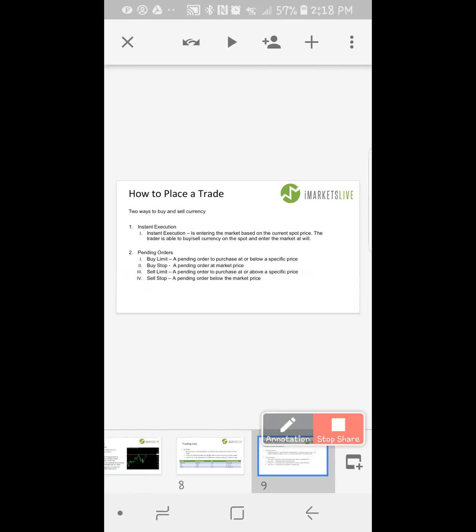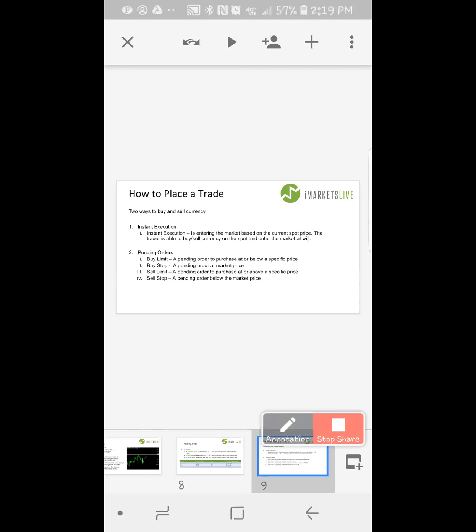You're going to have 2 types of orders when you're trading Forex. You're going to have instant, which can also look like market execution. And that's when you're telling the market, okay, I'm going straight in right now, buy or sell. That's instant. I'm instantly in a trade. Or you have pending orders. So you have a buy limit, a buy stop, a sell limit, or a sell stop.